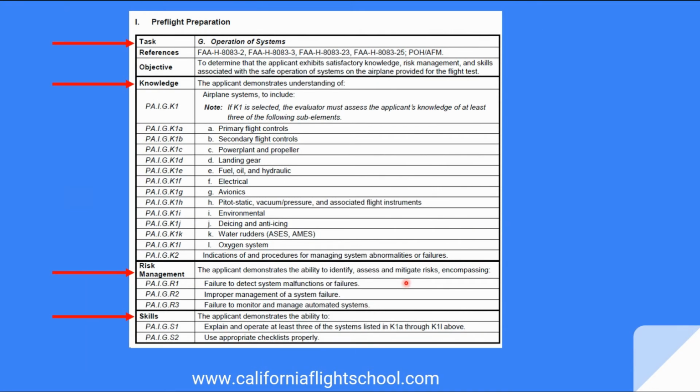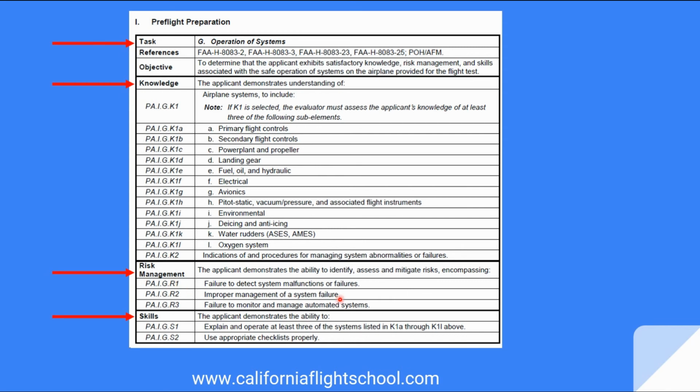So again, each one of these items here, whether that be power plant and propeller, landing gear, fuel, oil, hydraulic, whatever, it all works the same way, and you would actually write down little chapters, little knowledge bits that you want to remember for each one of those.